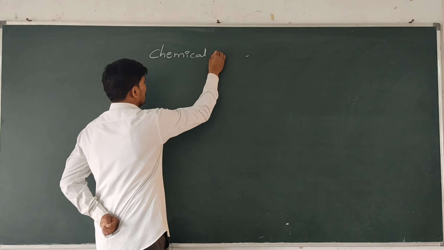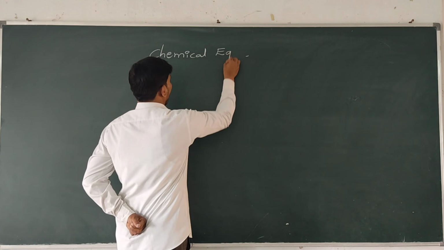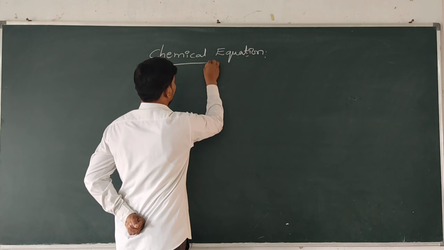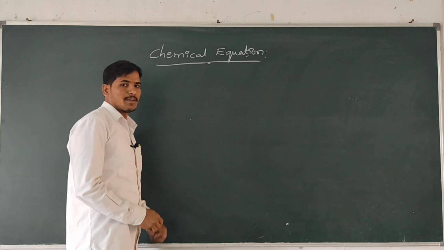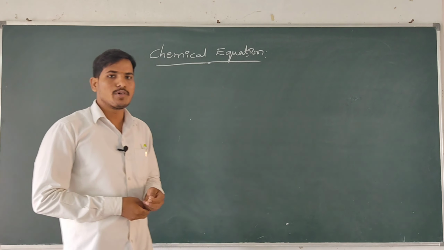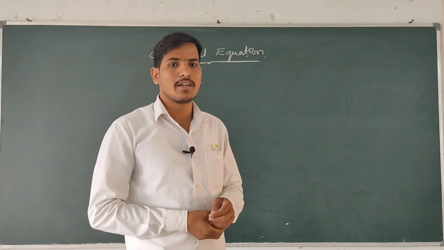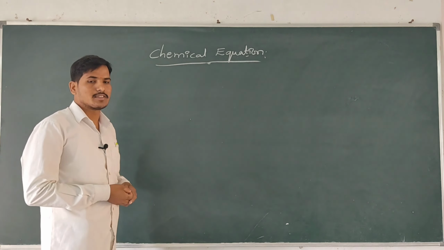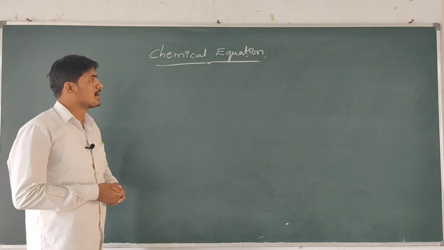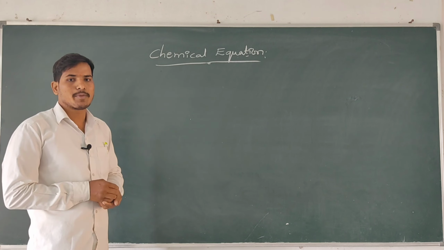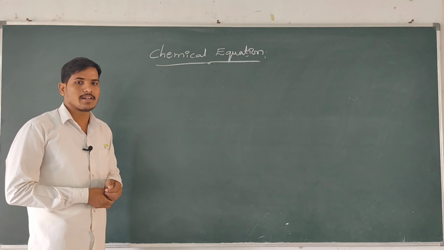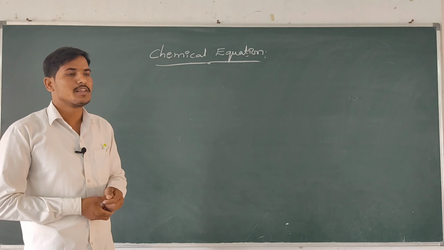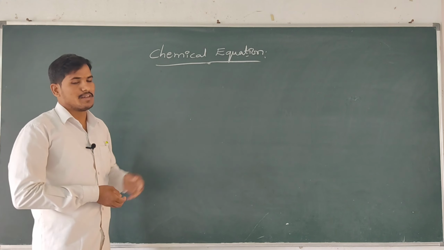Chemical equations. What is meant by a chemical equation? A chemical equation is the symbolic representation of a chemical reaction. Once again, the symbolic representation of a chemical reaction by using symbols or formulas is called a chemical equation.